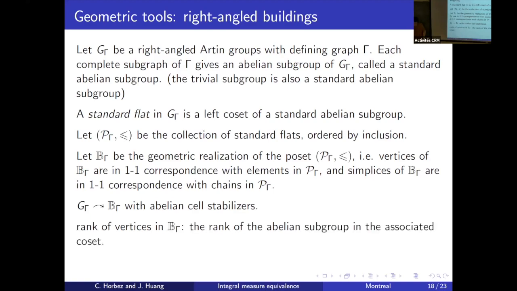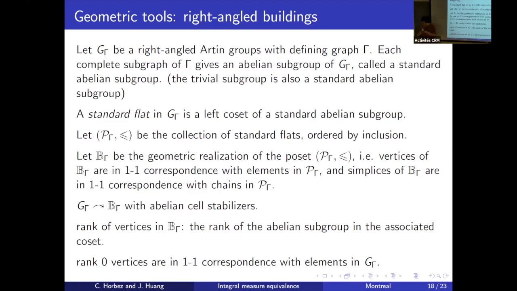Okay, so I also need a bit more terminology. I'm going to define the rank of a vertex in the rectangle building. That's going to be the rank of the abelian subgroup in the associated coset. Because each vertex corresponds to an element in this poset, and each coset is a standard flat, it's basically some coset of an abelian group, and the rank of that abelian group is defined to be the rank of the vertex. In particular, I always want to emphasize this: in the rectangle Artin group, I will see a lot of rank 0 vertices, and they're actually in one-to-one correspondence with elements in the group.